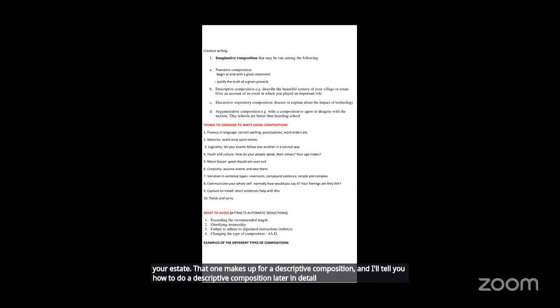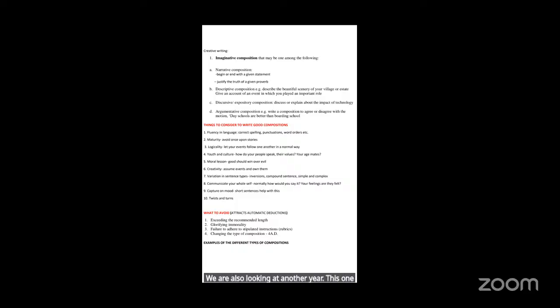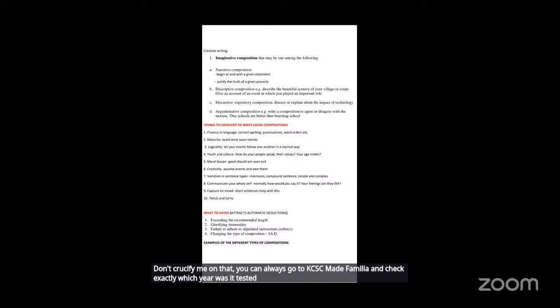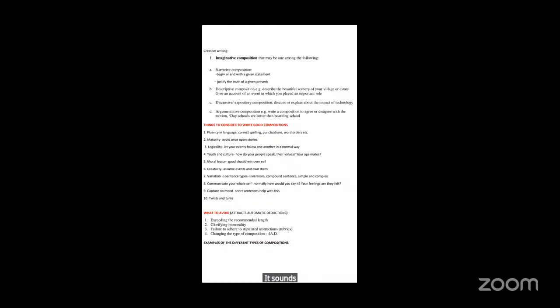We are also looking at another year. This one must be 2024, thereabouts, but don't crucify me on that. You can always go to KCSE Made Familiar and check exactly which year it was tested. It feels like it wasn't long ago, so I have a strong feeling that it was 2024. What was the question? They were asked to account an event, to recount. Recount is like remember. An event in which you played an important role.